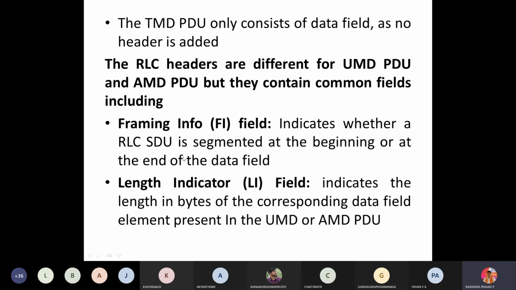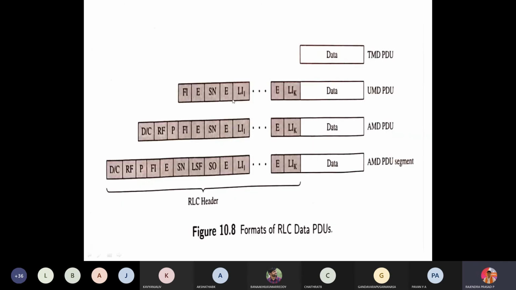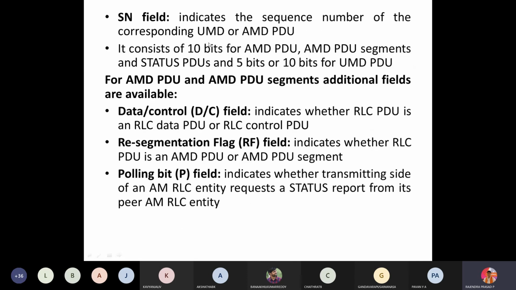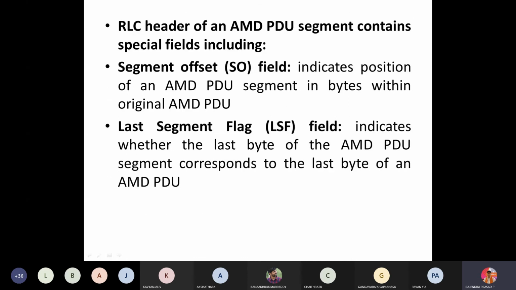So what is this header format? Framing information, this is the FI value. FI value, E value, SN value, E value, LI value. What is this FI value? It is frame information. LI value is the length indicator. FI value, frame information, indicates whether the segmented data begins or ends. Length indicator gives the length value. SN value is the sequence number. Data control value, resegmentation value, polling bit value, P value. Segment offset value, last segment flag value.